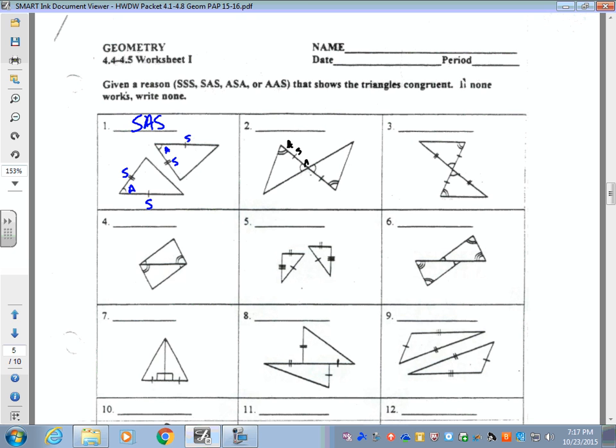Hopefully you saw angle, side, angle. This one was angle, side, angle.